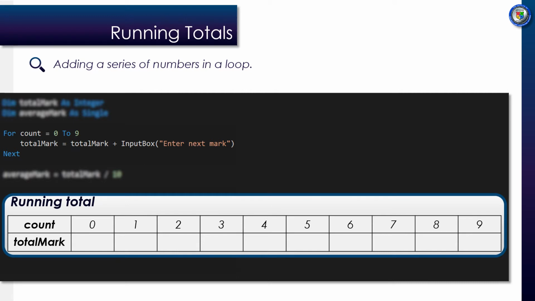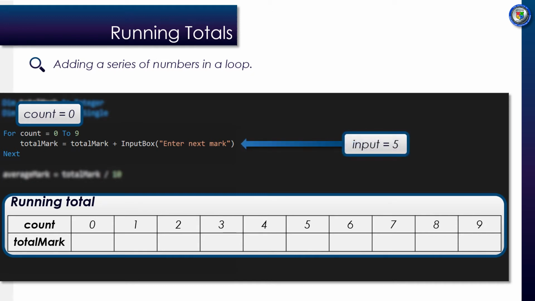The first time round the loop, count will equal 0. We will add a new input, which will be 5. This will be added to the variable total mark. The next time round the loop, count will equal 1. Another input will be added, which is 7, and that will be added to the value already contained within total mark, which is 5. A new number, 12, will be assigned to total mark at this point.